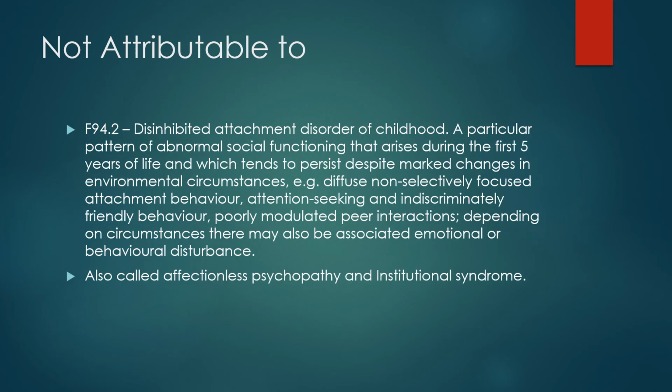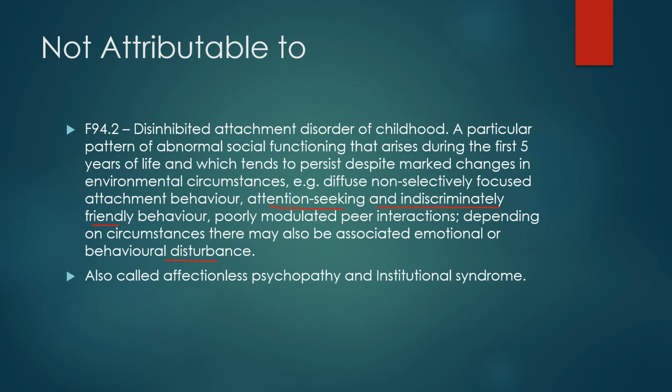The next one is disinhibited attachment disorder of childhood, a particular pattern of abnormal social functioning that arises during the first 5 years of life and which tends to persist despite marked changes in environmental circumstances. Example, diffuse, non-selectively focused attachment behavior. They were attention-seeking and indiscriminately friendly behavior. Poorly modulated peer interactions. Depending on circumstances, there may also be associated emotional or behavioral disturbances.